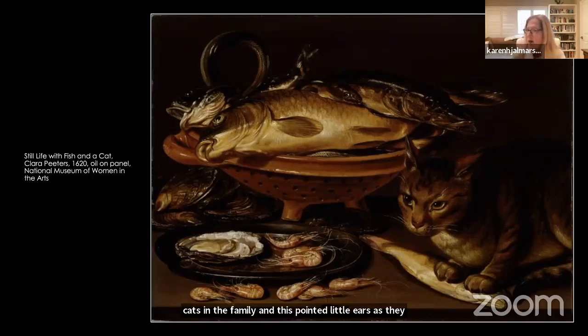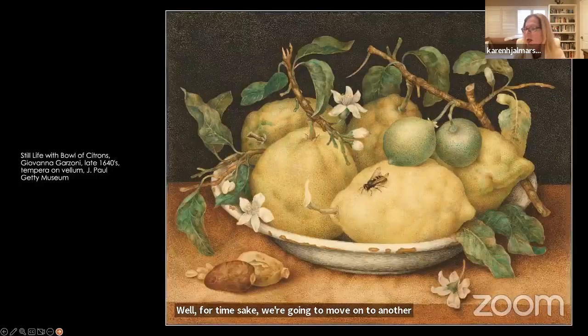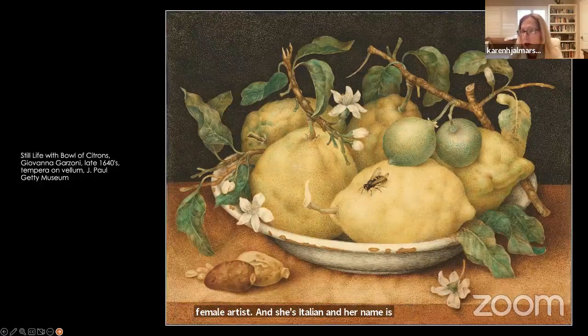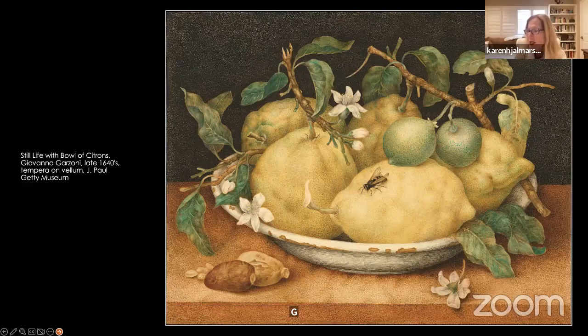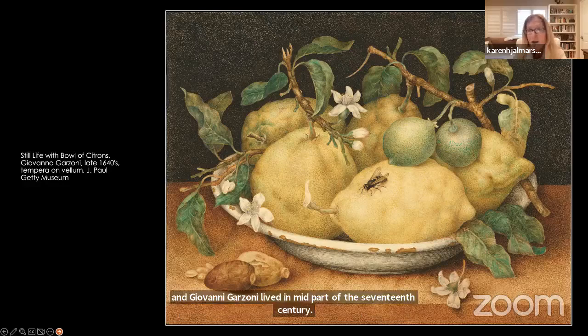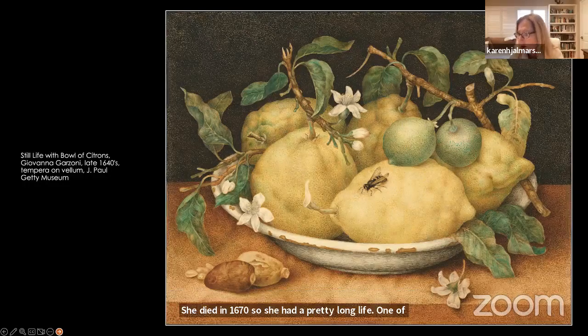Well, for time's sake, we're going to move on to another female artist, and she's Italian, and her name is Giovanni Garzone. And Giovanni Garzone lived in the mid part of the 17th century. She died in 1670, so she had a pretty long life. One of the first Italian painters to practice still life. This is a very different kind of still life.